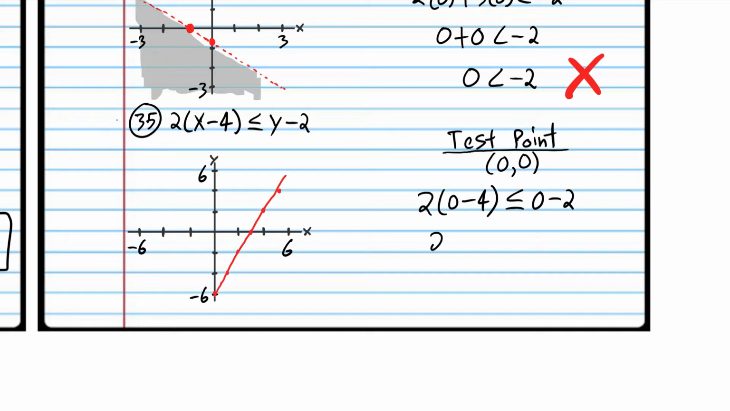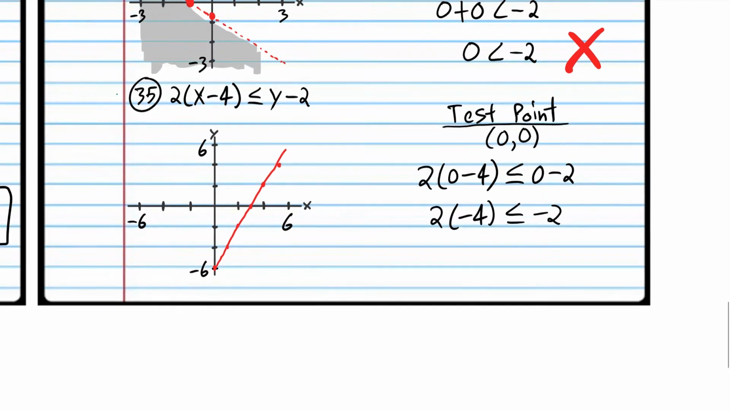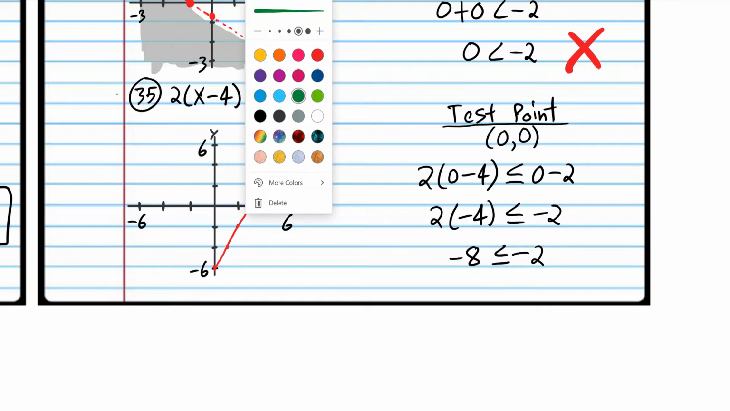Now you might want to distribute here, but it's probably better if you just subtract 4 from 0 to get negative 4. I mean, there's no variables in here, so why distribute? You can just do the operations inside. 0 minus 2 is negative 2, and we get negative 8 is less than or equal to negative 2. And so is that true? And the answer is yes, it is true.